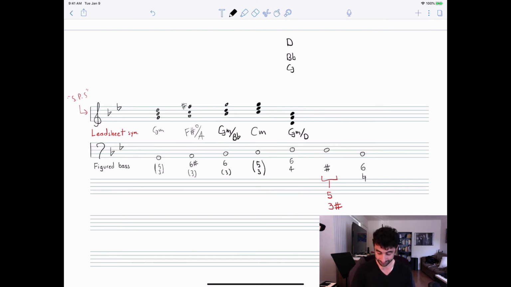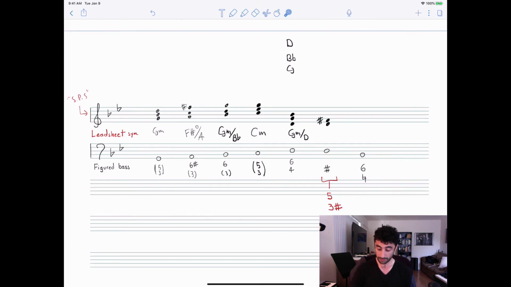So what is it? I just take the D on the bass, I find a third above it and add a sharp, because that is what these are telling me to do, and then I write a fifth above that bass. This is a D major chord on root position.